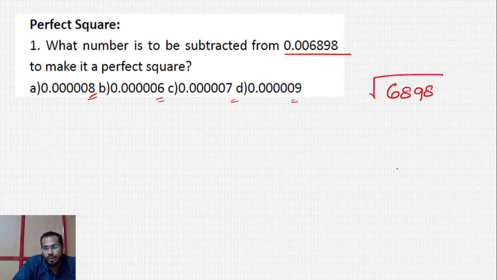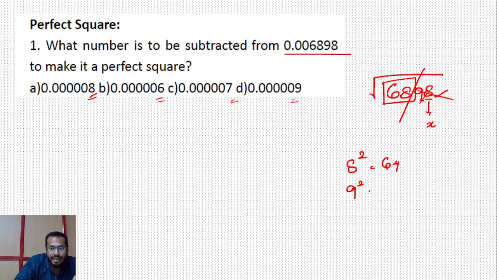Let's take 6898. Now I'm going to find the square root. I'm not going to get the exact value, just the approximate value. So split from the last two digits. From the last set I will never get the answer because it is not a perfect square, so leave it. But from the first set of numbers I can get one thing: 68 lies between 8 square and 9 square. 8 square is 64, and 9 square is 81. So definitely the first digit of my two-digit number will be 8, and the second number I don't know.